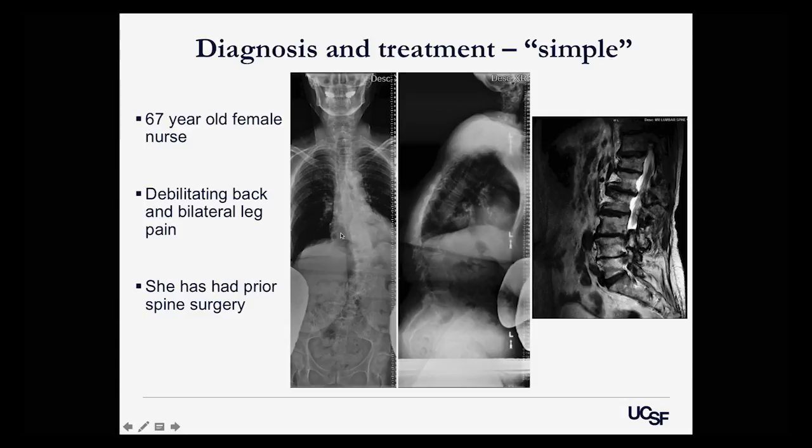So she has scoliosis. She has a flat back, spinal deformity. Her head is unfortunately centered well in front of her tailbone, and actually that can be very, very painful. And if you look at this MRI imaging, she has a very diseased spine with degenerative changes at basically every single level of the lower back.